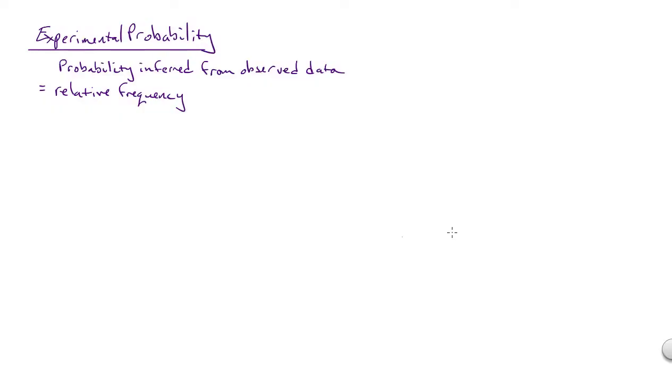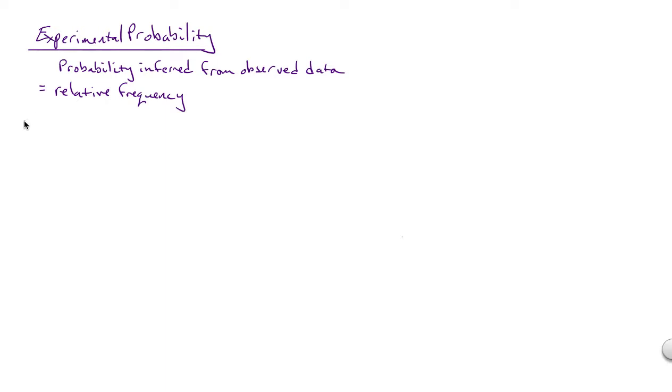Hello and welcome. Today I'd like to talk about experimental probability, and that's probability inferred from observed data. For our purposes, that's going to be relative frequency. So before we talk about relative frequency, let's just talk about frequency. What do I mean by frequency? So let's start with an example here.